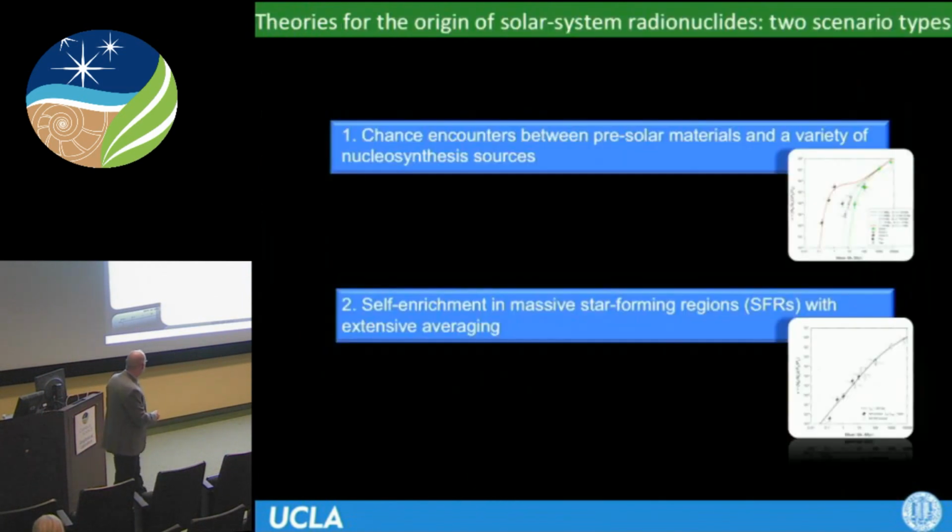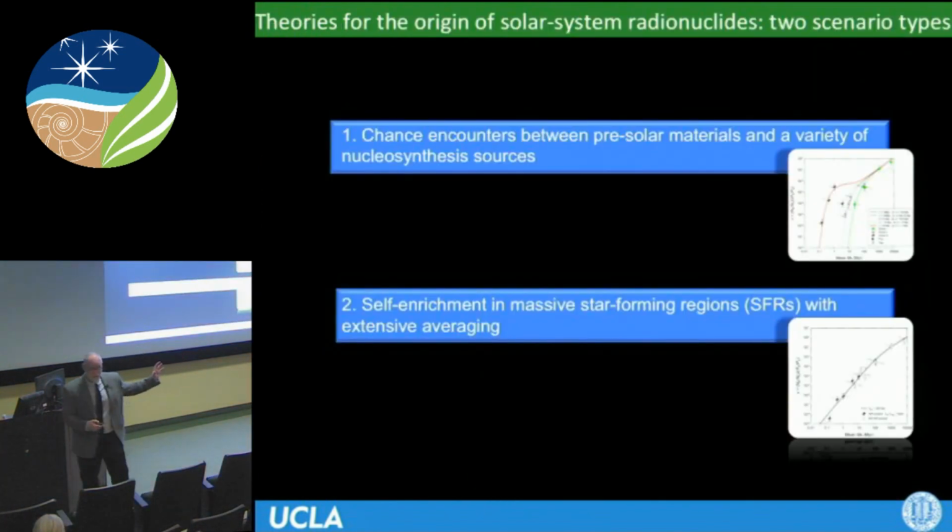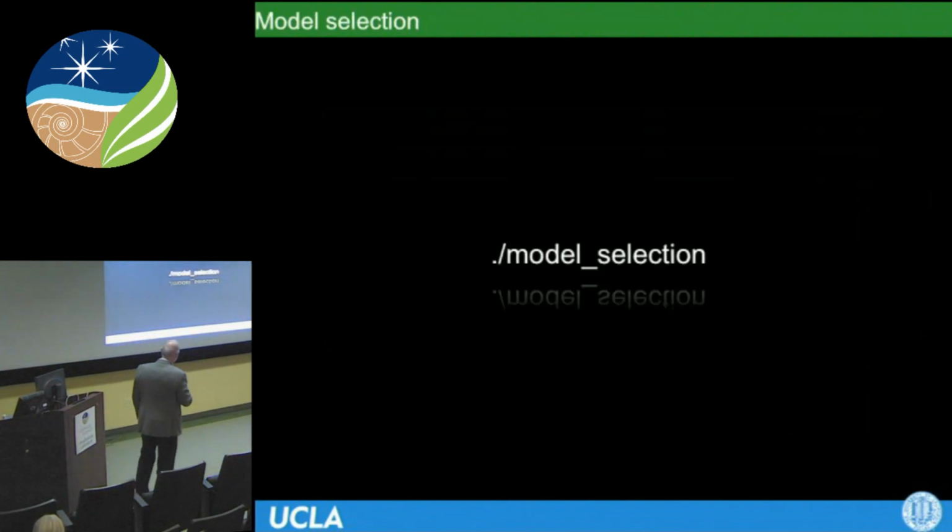Okay. So we have these two ways of explaining the radionuclides in the solar system. We have chance encounters, and we have self-enrichment. They both give us nice chi-square fits because we sort of required that to be so. The question is, how can we choose between them? And can we choose between them in any kind of quantitative way? And so this got me interested, in a very baby kind of small way, but I think it represents a sort of philosophy of science, into the ideas of model selection.